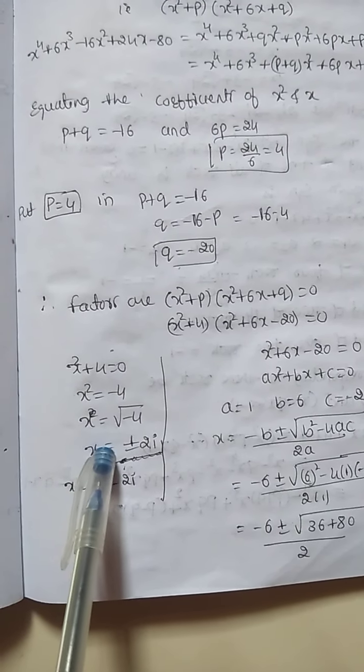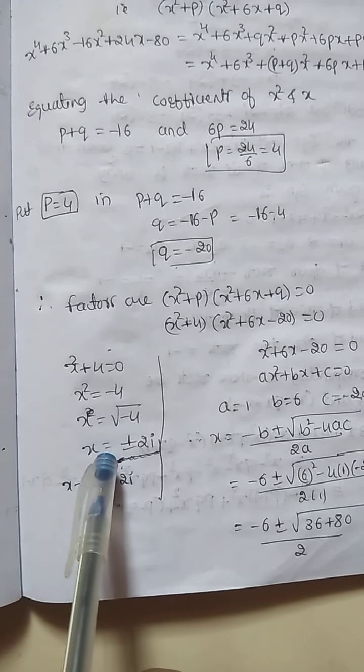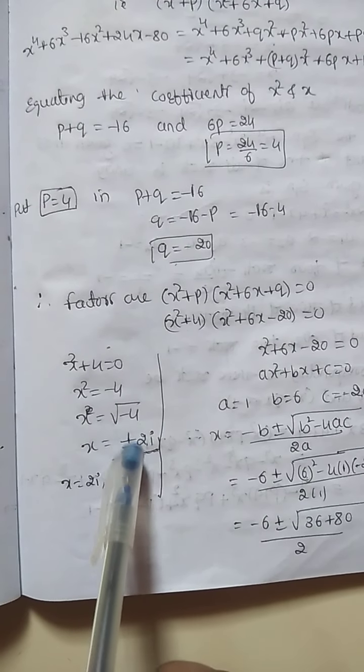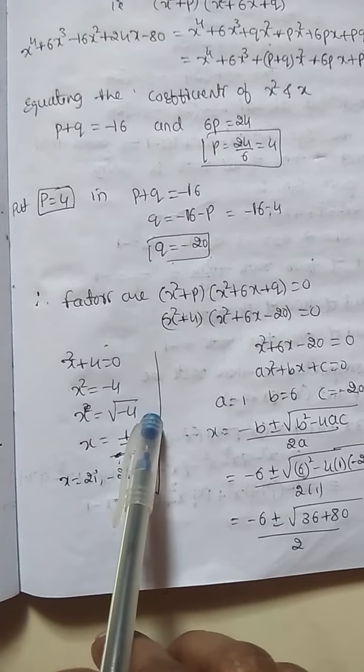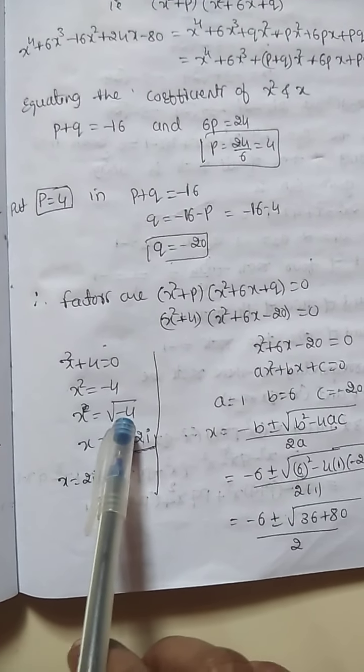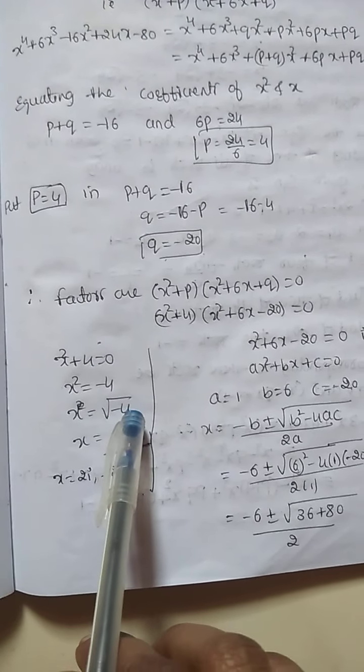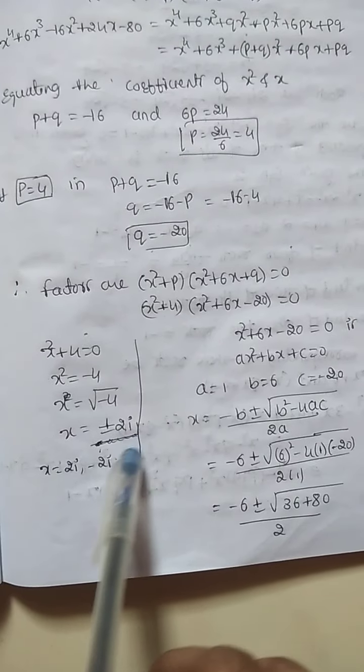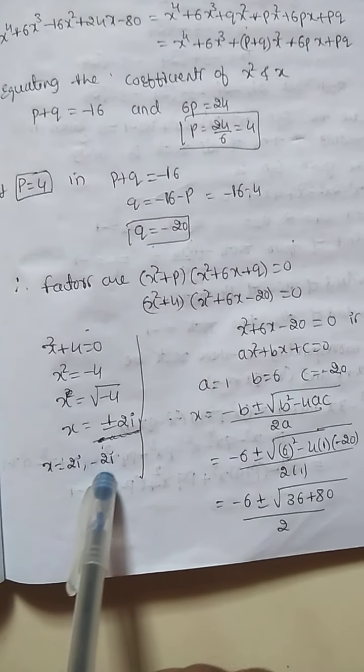x equals square root of minus 4, x equals plus or minus square root of minus 1 into 4. Root minus 1 is i, root of 4 is 2, so plus or minus 2i. Therefore x equals 2i, minus 2i.